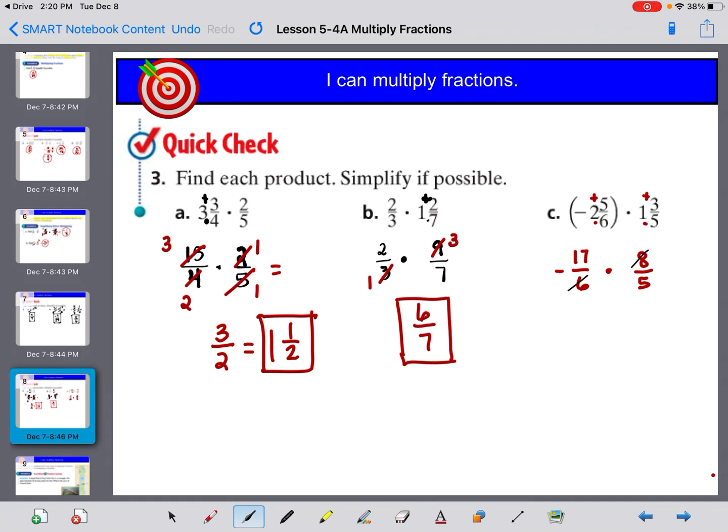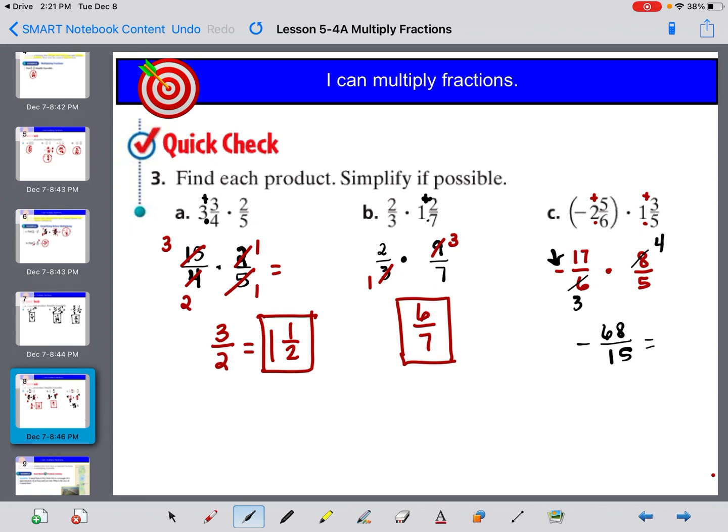All right? 8 and 6 have a common factor of 2. Oops, I don't write a 2 there. And so 3/4. There are no other common factors, so I multiply across. 17 times 4, you could take 4 times 10 and then 4 times 7, and you get 40 plus 28, which would be 68. And then 3 times 5 is 15. And then make sure you remember this little negative right here. A negative times a positive is a negative.